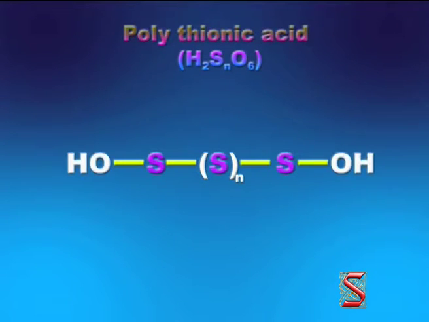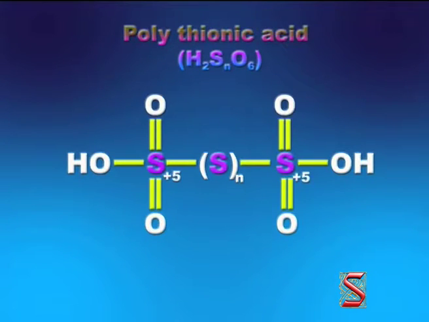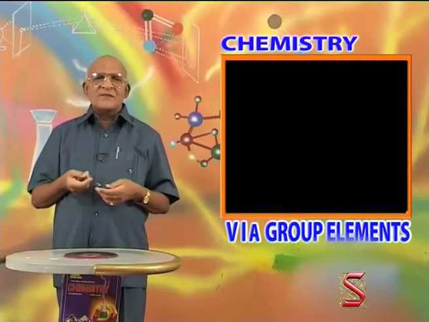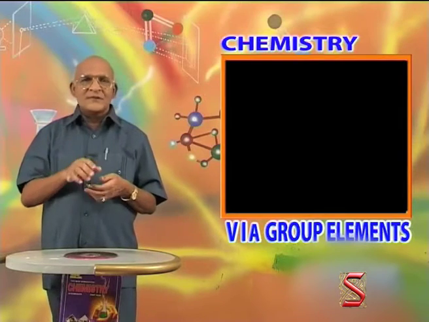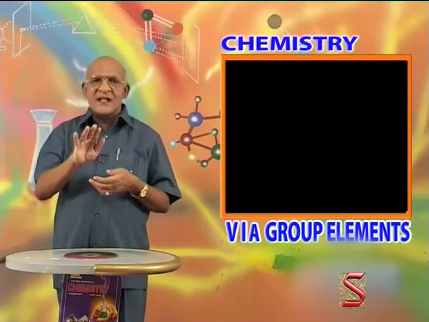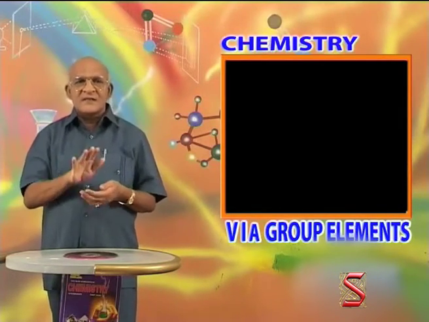The second one is polythionic acid. Formula is H2SnO6. The structure is given here. n is the number of sulphur atoms greater than 2, that is 3, 5, 6 and so on. The oxidation state of sulphur is +5.